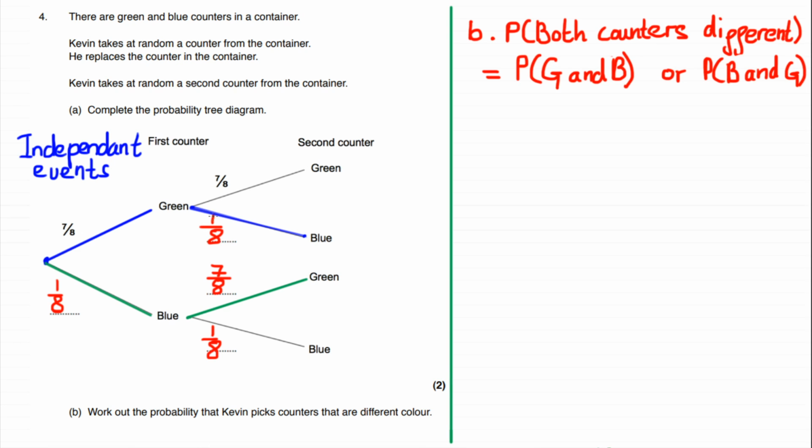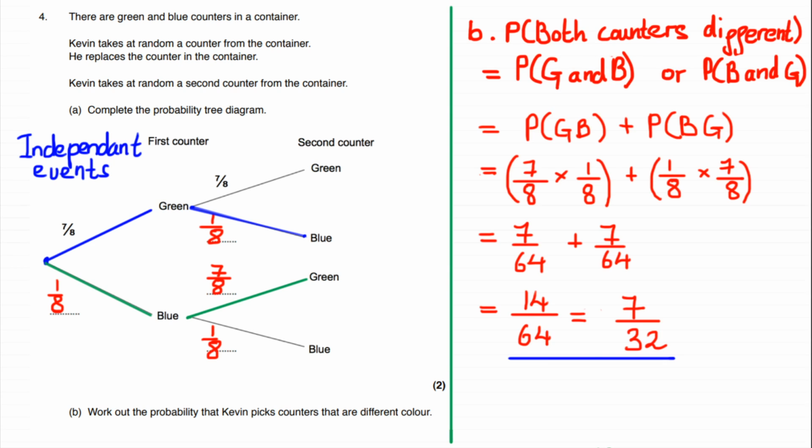So using the tree to calculate the probabilities, as we have the probabilities on each branch, we can go ahead and simply find out that the probability of getting a green and blue or a blue and green is equal to 7 over 8 times 1 over 8, plus, so the plus comes from the or, 1 over 8 times 7 over 8, okay? And that gives us a final answer of 14 over 64, simplified down to 7 over 32. So well done, guys. You guys are really getting in there. Good stuff, okay? So this is a typical example of probability with replacement, and it's pretty clear by the question, okay? We're told that he replaces the counter in the container.